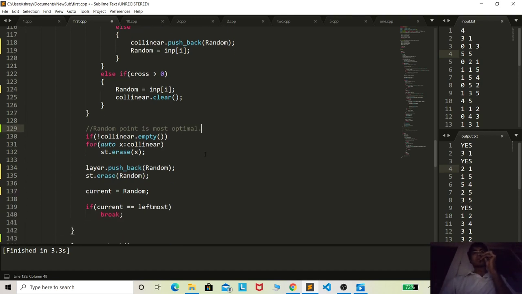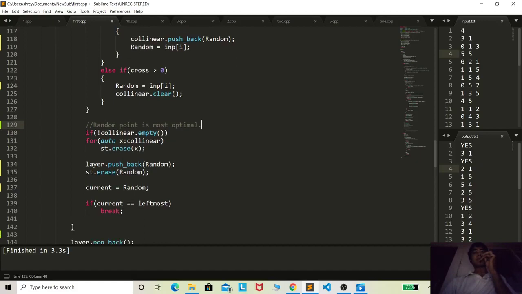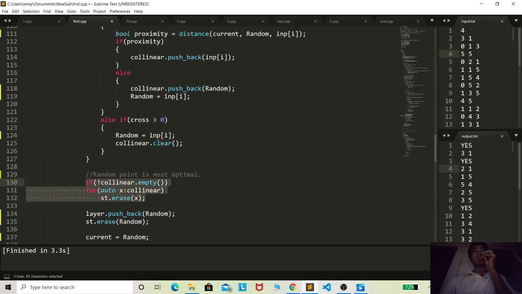Okay, so if there is any collinear point, sorry, I forgot to explain the condition if cross is greater than 0. So if cross is greater than 0, then the input I point will make a greater angle than the random point. So we just assign random to be input I.